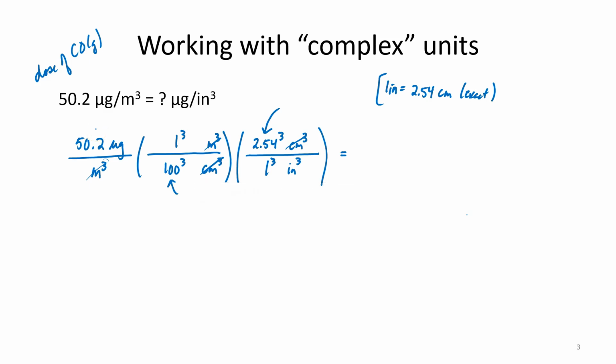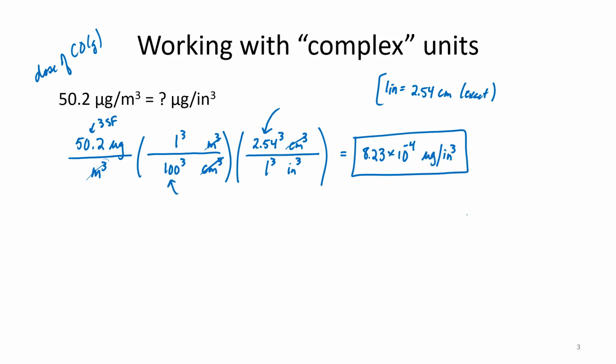Okay, I am getting a rather small number, and I think my final answer should only have 3 sig figs. I think this is the number that limited our sig figs. I got 8.23 times 10 to the negative fourth micrograms per cubic inch. I like our sig figs and I like our units.